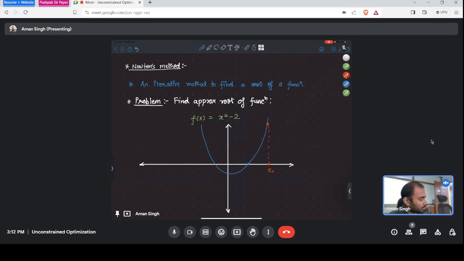This is our root. What we do is find some initial guess, let's call it x naught. We find the derivative at that point and look at where it cuts the x-axis, and at that x1 we again find the function value. We again find the derivative and go on, and we converge to the root in that manner. This is what Newton's method generally does to find the root of a function.